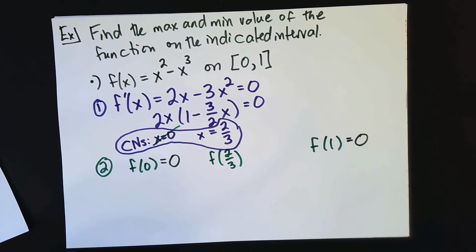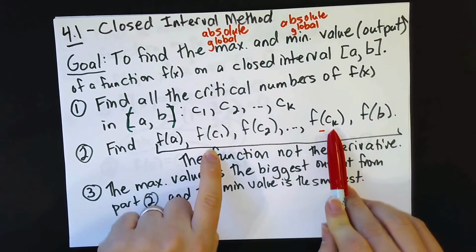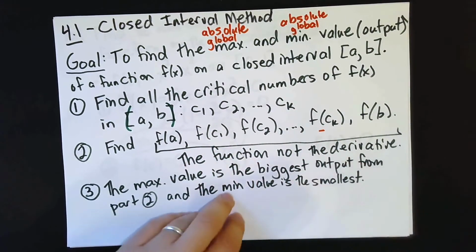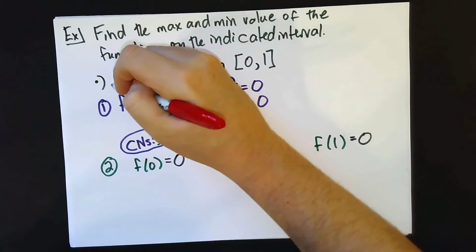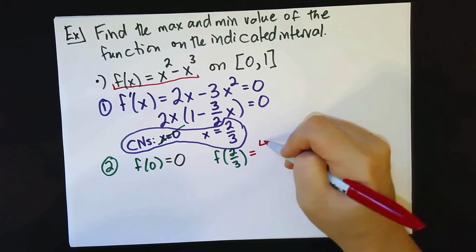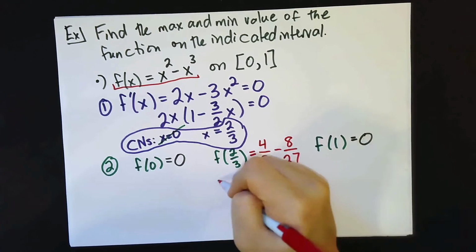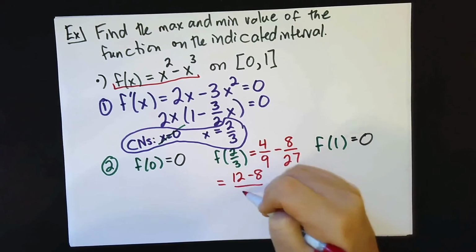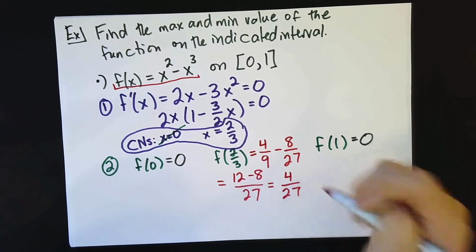Remember that in this step 2, where I'm evaluating the function at the endpoints and all the critical numbers, I am always plugging these things into the function, not the derivative. So namely, I am plugging 0 and 1 and 2/3 in here. When I go to find f of 2/3, it's going to be 4/9 minus 8/27. 4/9 is in fact 12/27. So this will be 12 minus 8/27. And so, in fact, this will be 4/27.